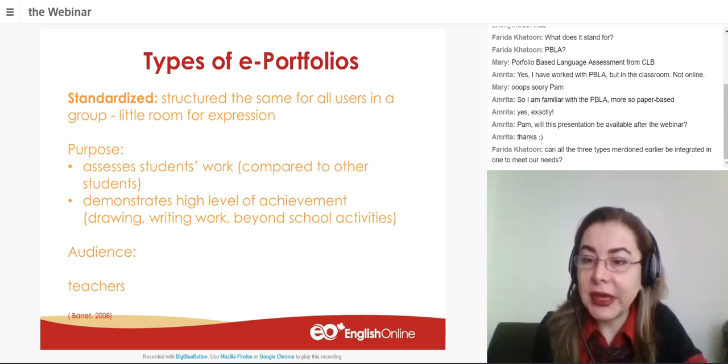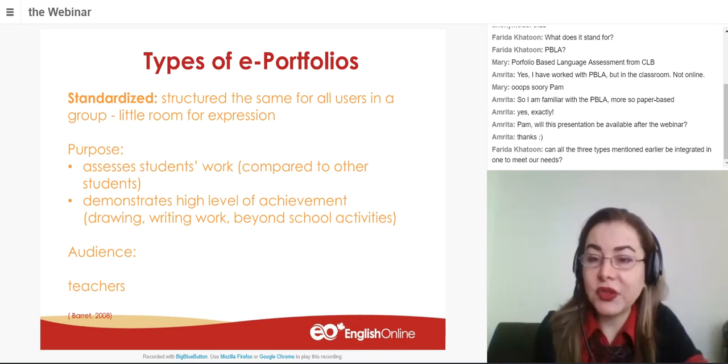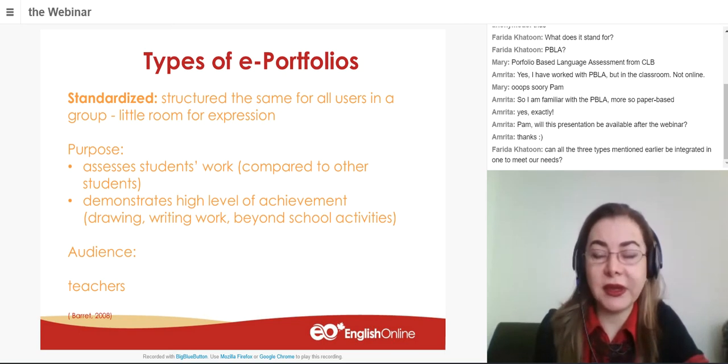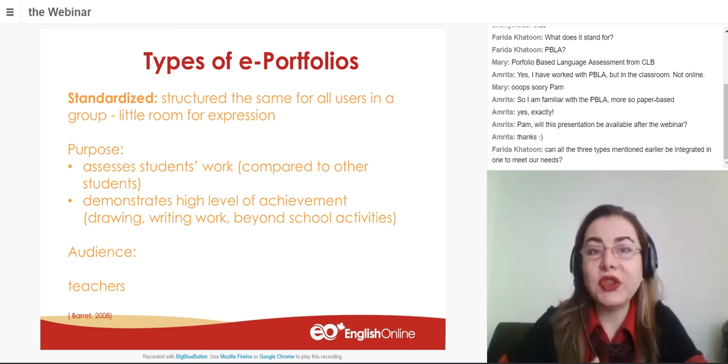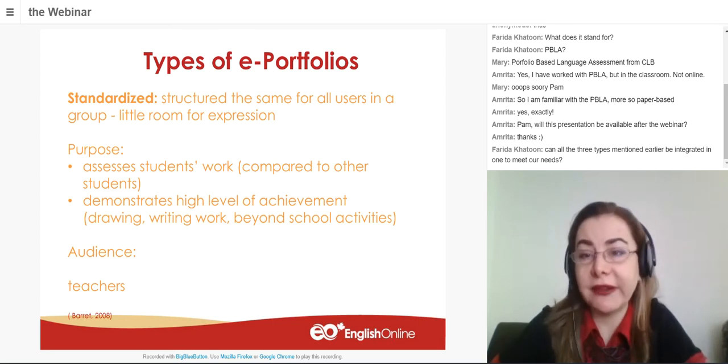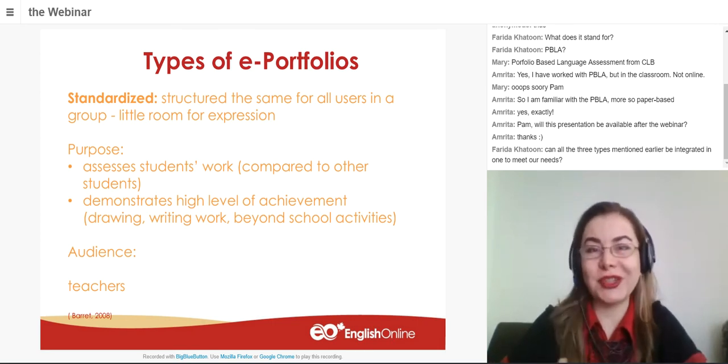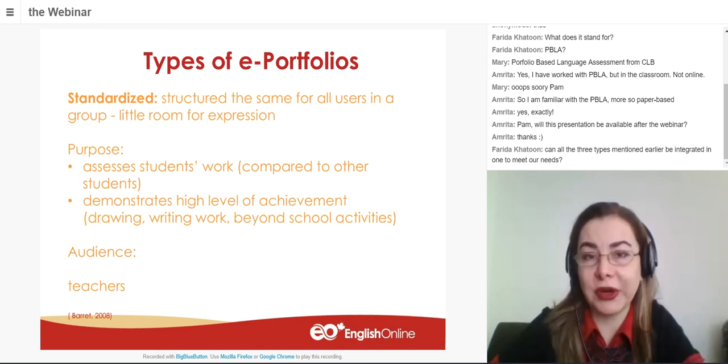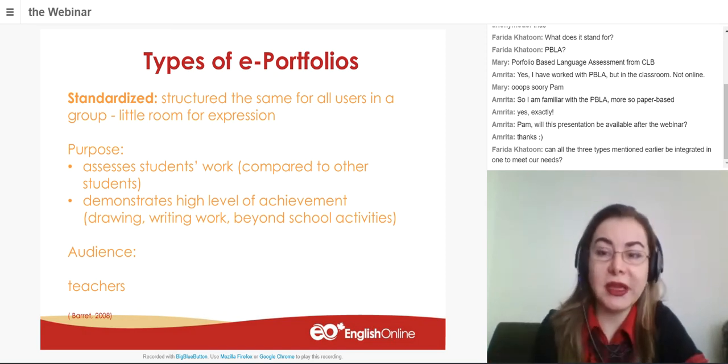Okay, can all the three types mentioned earlier be integrated in one to meet our needs? Yes, definitely, Farida. Yes, the answer to your question is yes, as I have mentioned a few minutes ago, that you can definitely integrate all of them together by having subsections. Here, the categories are depending on your use, not on the tool. So the tool or the app you're using, you can include everything, but it depends on your intention or what you're looking for out of using this e-portfolio.